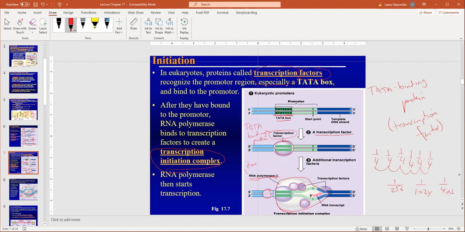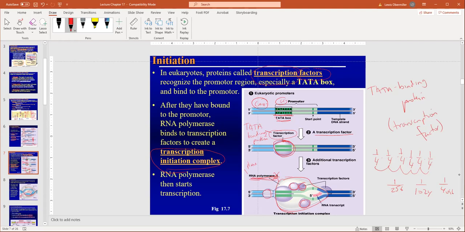TATA binding protein finds this sequence and it binds to it. And that starts recruiting other transcription factors. Once they're bound to the other sequences, like the CAT box and the GC box, they find their sequences and they bind. All these proteins recruit the polymerase. You don't need to know that it's 2, but it is. So an RNA polymerase is going to come in.